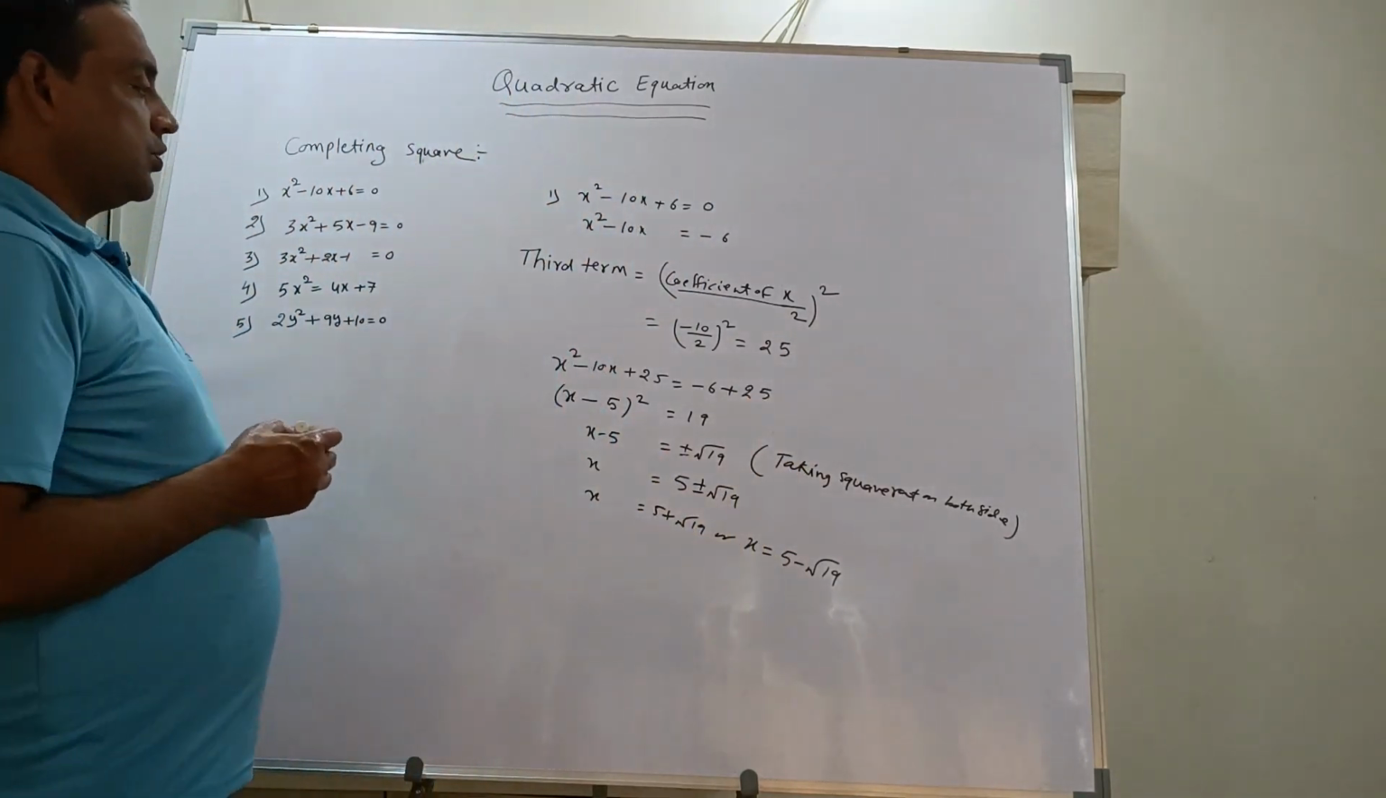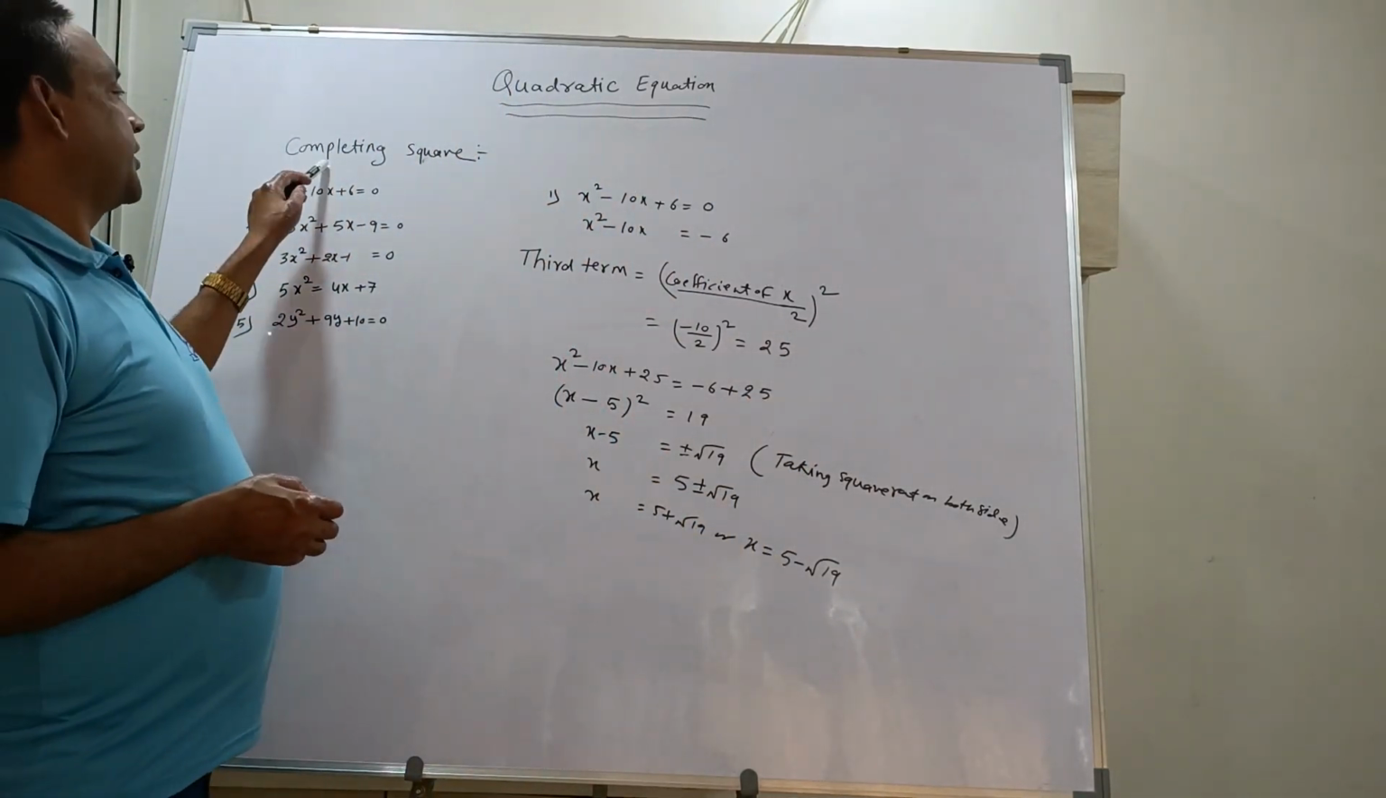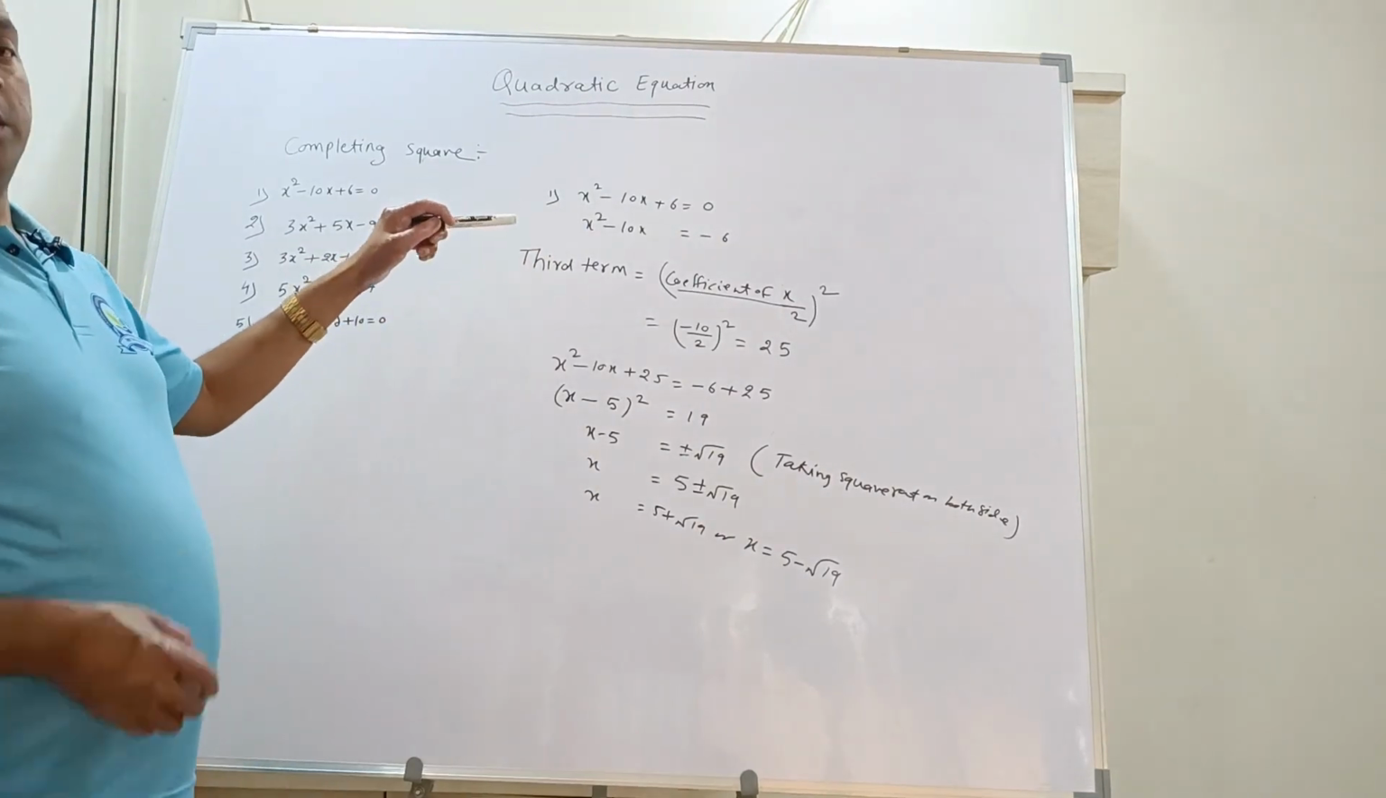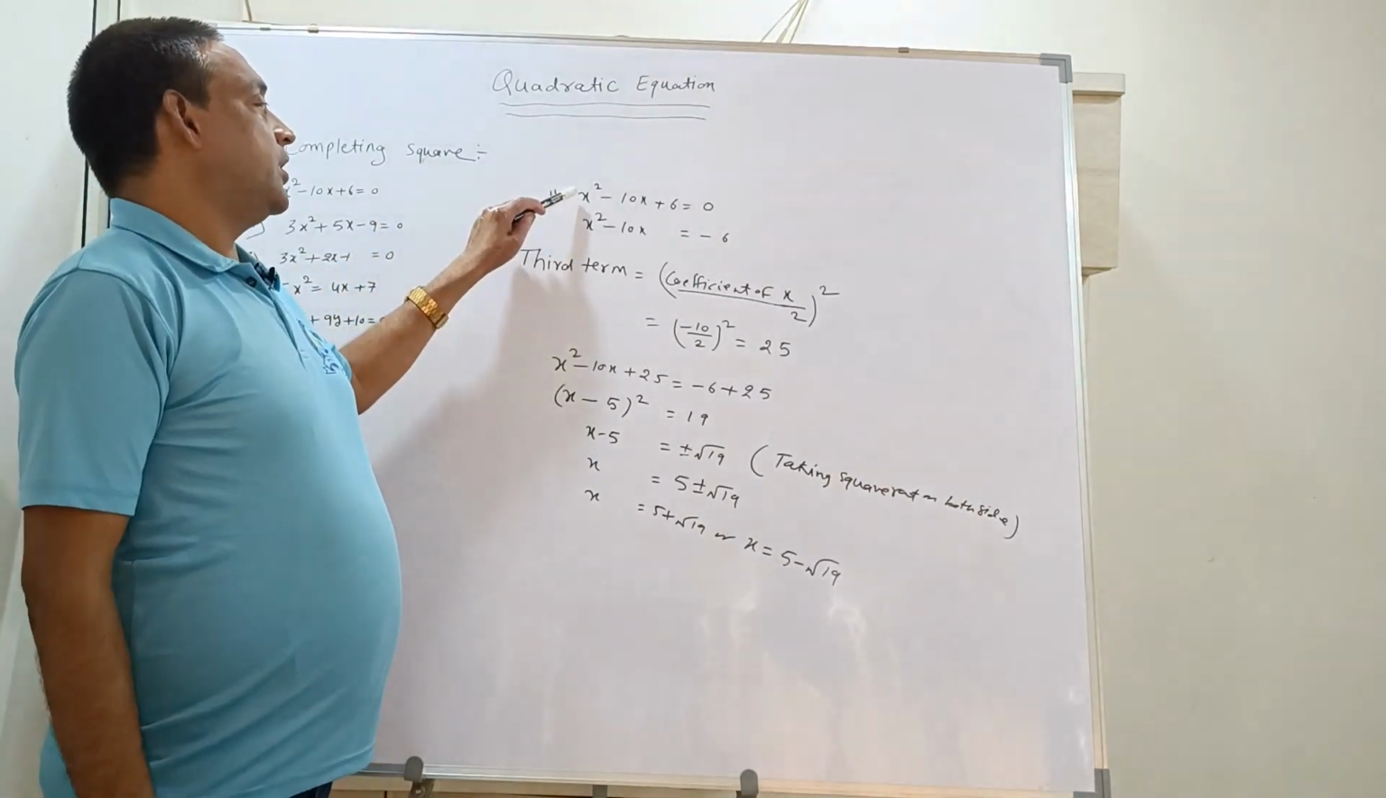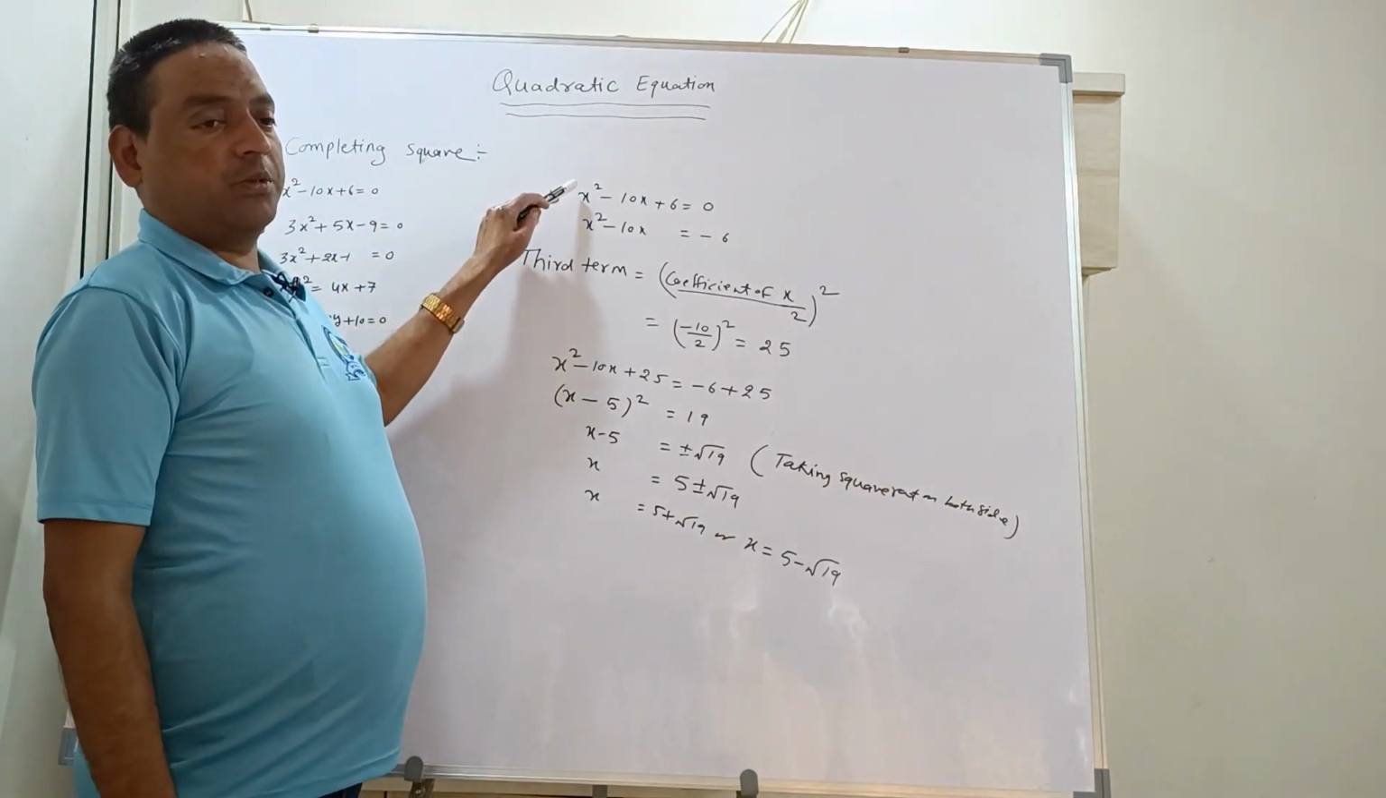Clear? So this is your completing square method. What we have to do here, whatever the sum given, make sure there is no number given before x square.